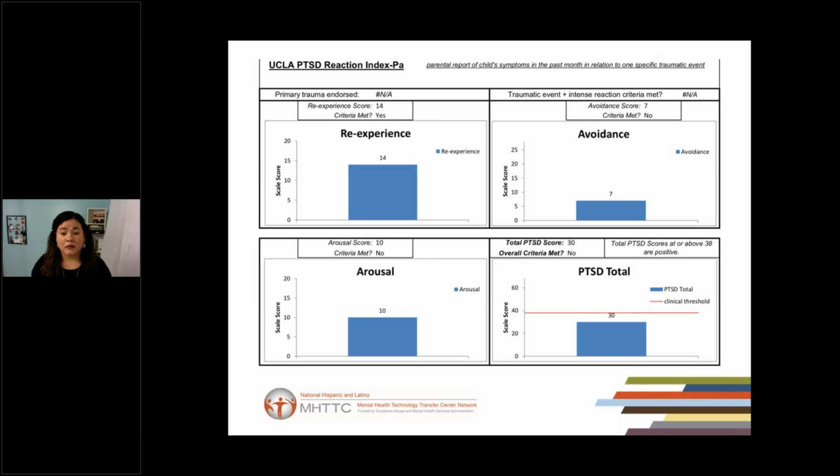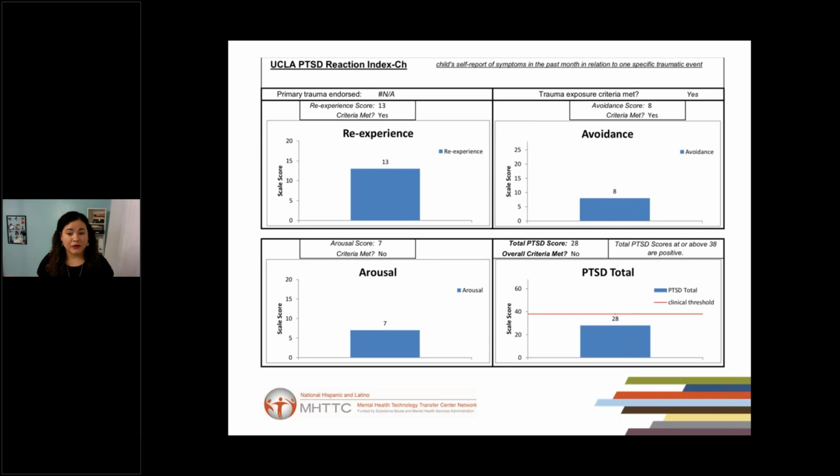So we can go to the next slide. On the next slide, we have the UCLA PTSD Reaction Index. And as we can see, she had a 14 in re-experiencing, a 7 in avoidance, 10 in arousal, and she did not have all the symptoms to be diagnosed with a PTSD. As you can see, she was 30, below the threshold.